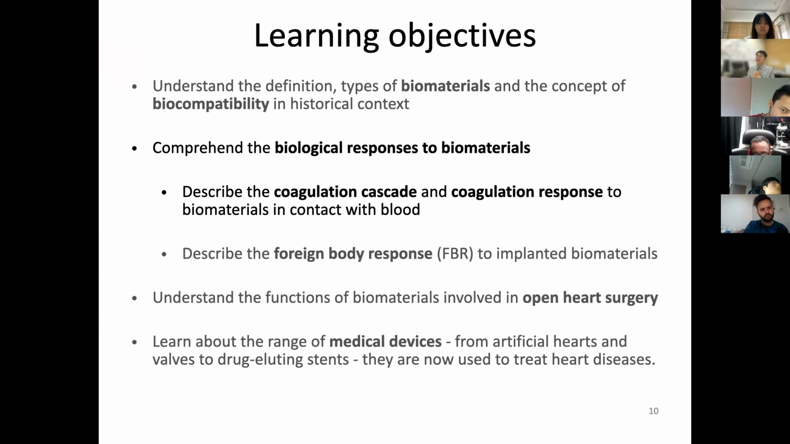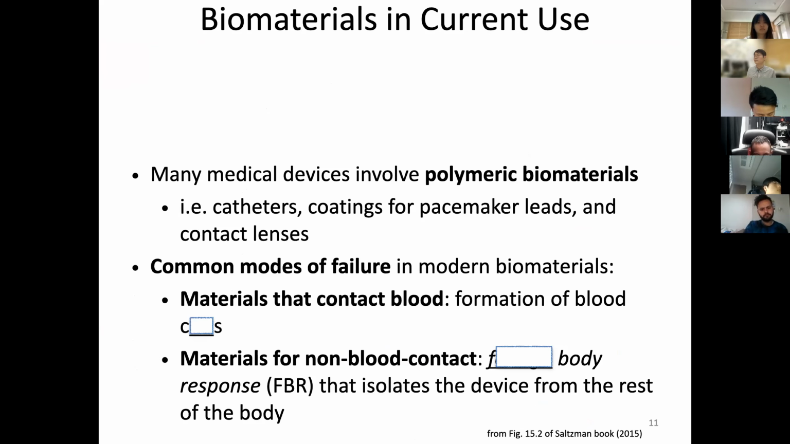Okay, so now I want to discuss with you the biological response to biomaterials. Especially, we will first discuss the coagulation cascade and the coagulation response to biomaterials in contact with blood.